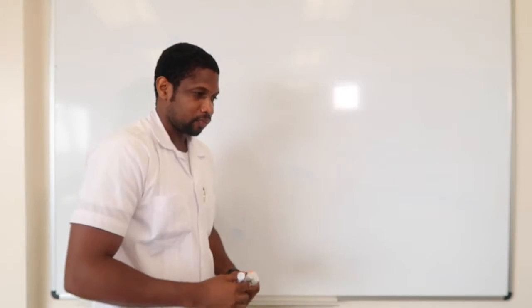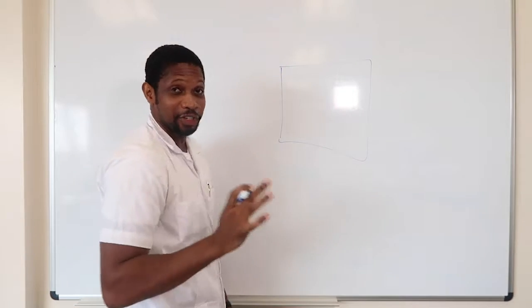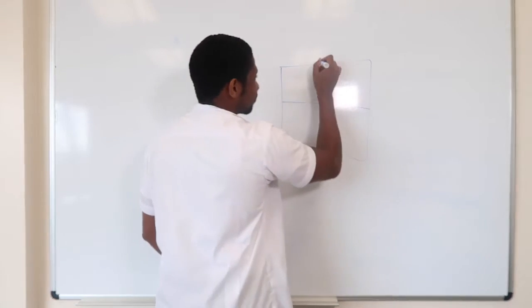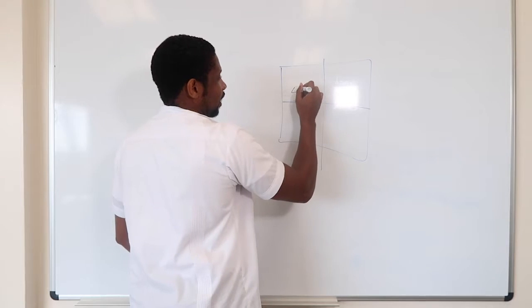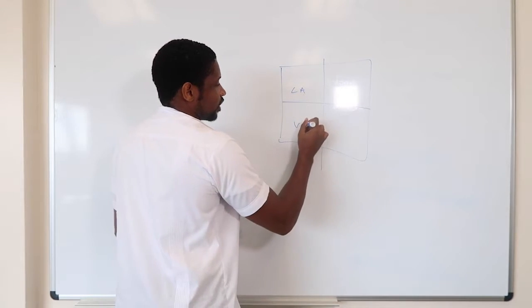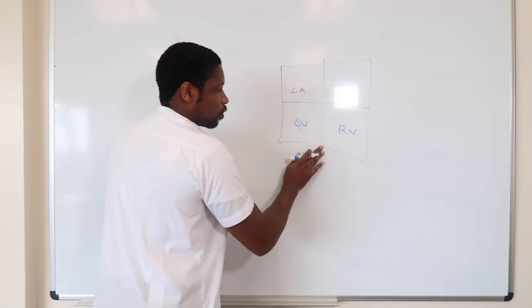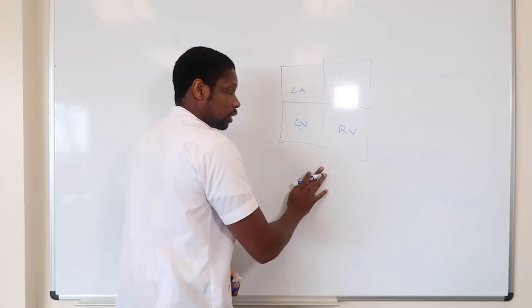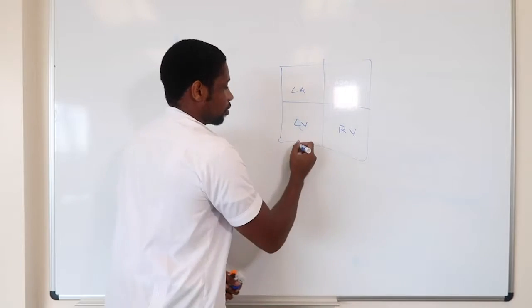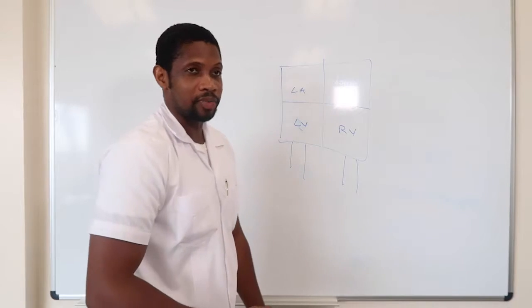A quick reminder. This is my heart, okay? This is my version of the heart. It's a nice little box. We know we have the left atrium, the right atrium, the left ventricle, and the right ventricle. Coming off the left ventricle and the right ventricle are very important blood vessels. So let us do a quick reminder of how blood comes into the heart.